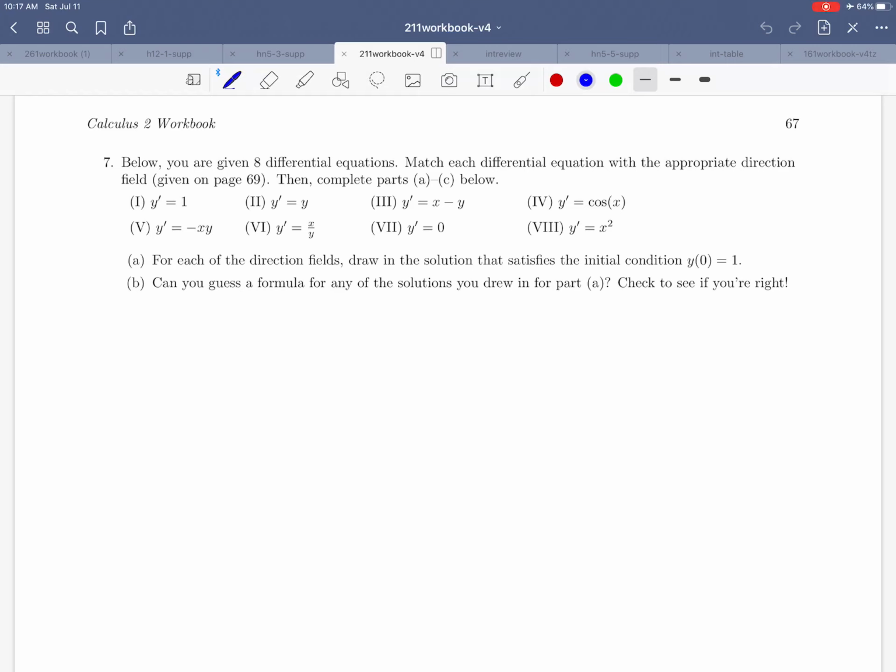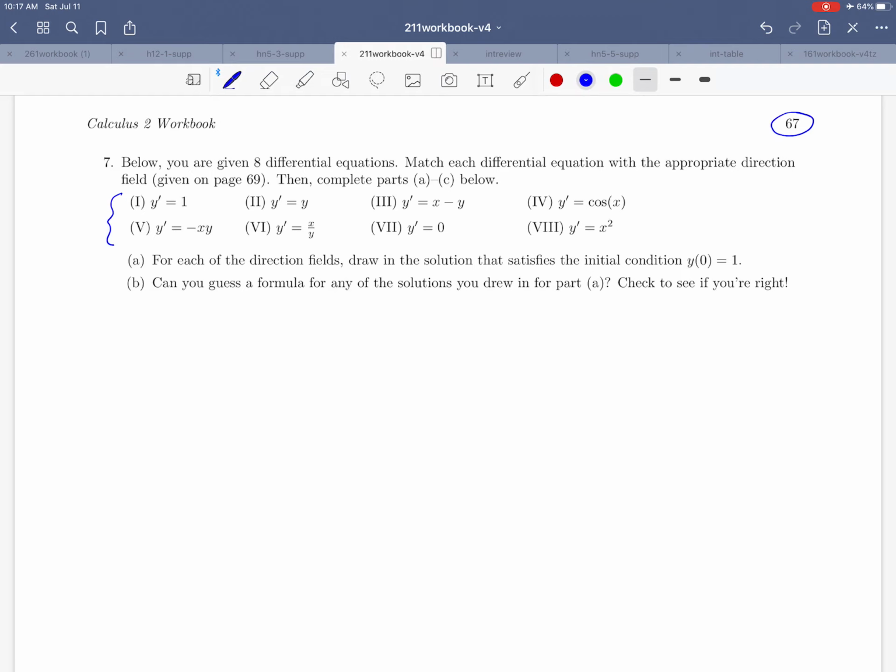Hello everybody and welcome to exercise 7 on page 67 of the workbook. And this is going to be a graphical exercise in seeing if you can interpret what kind of information a slope field is really giving you. And this question is asking us a lot of things, but I'd like to just focus on the part where we're taking these formulas, these differential equations, and seeing if we can match them to the slope fields.